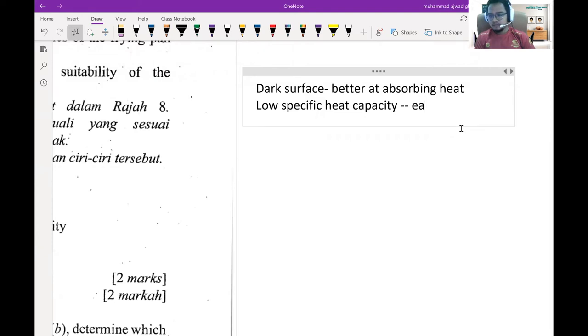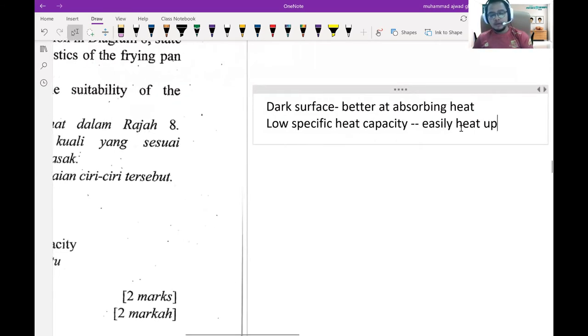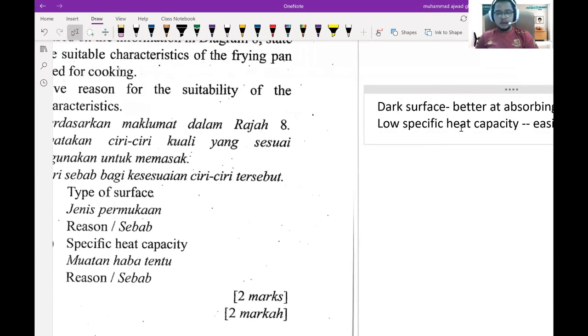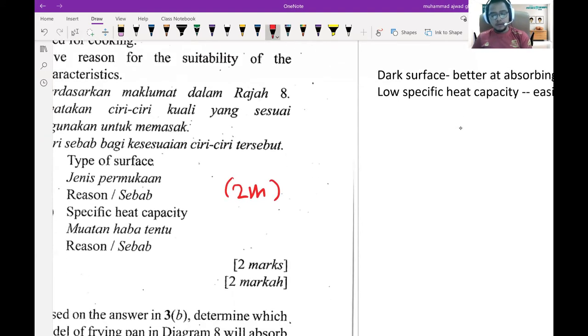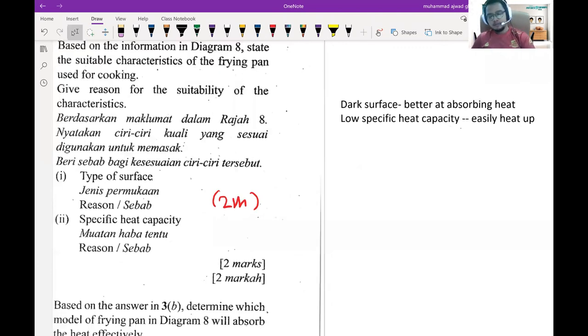The temperature of the frying pan will increase easily. Yes, easily heat up. Okay, so actually it is 4 marks. They did 2 marks. Actually 4 marks. So the type of surface here has 2 marks, and reason. Type of surface and reason, 2 marks. Specific capacity and reason have 2 marks. So currently we have 5 out of 12.